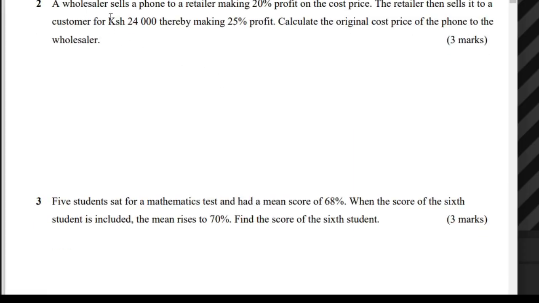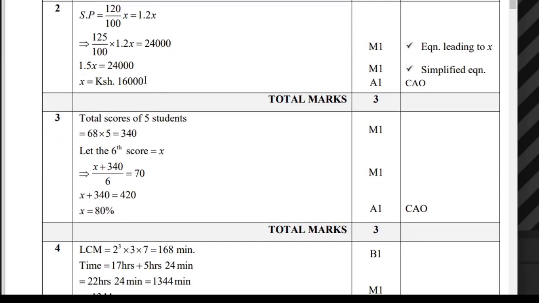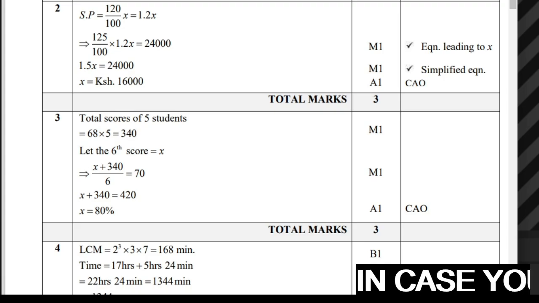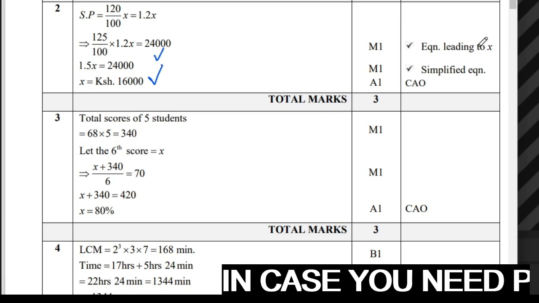Number 2, this is form 1: ratios, percentage, discount, all of those. You read the question, try it. After you try that, then you mark for yourself.